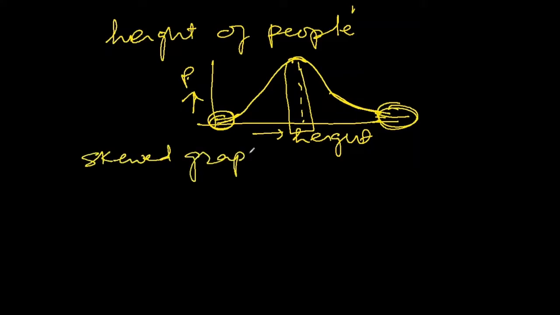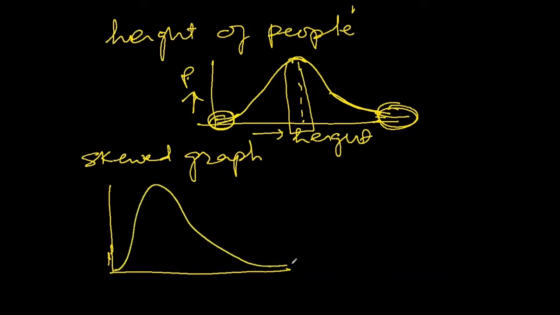Let's talk about skewed graphs. Let me draw a probability distribution graph for a factory and the annual income of the factory workers. We will see that most of the workers in the factory will have a certain income, but very few will have very high income. And this is not a normal distribution.